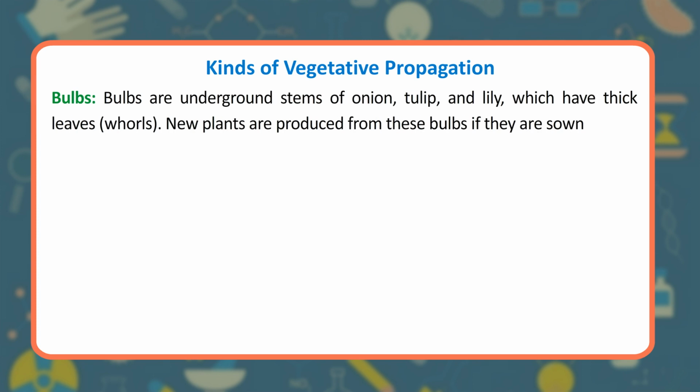plants. Bulbs. Bulbs are underground stems of onion, tulip, and lily, which have thick leaves, whorls. New plants are produced from these bulbs if they are sown.